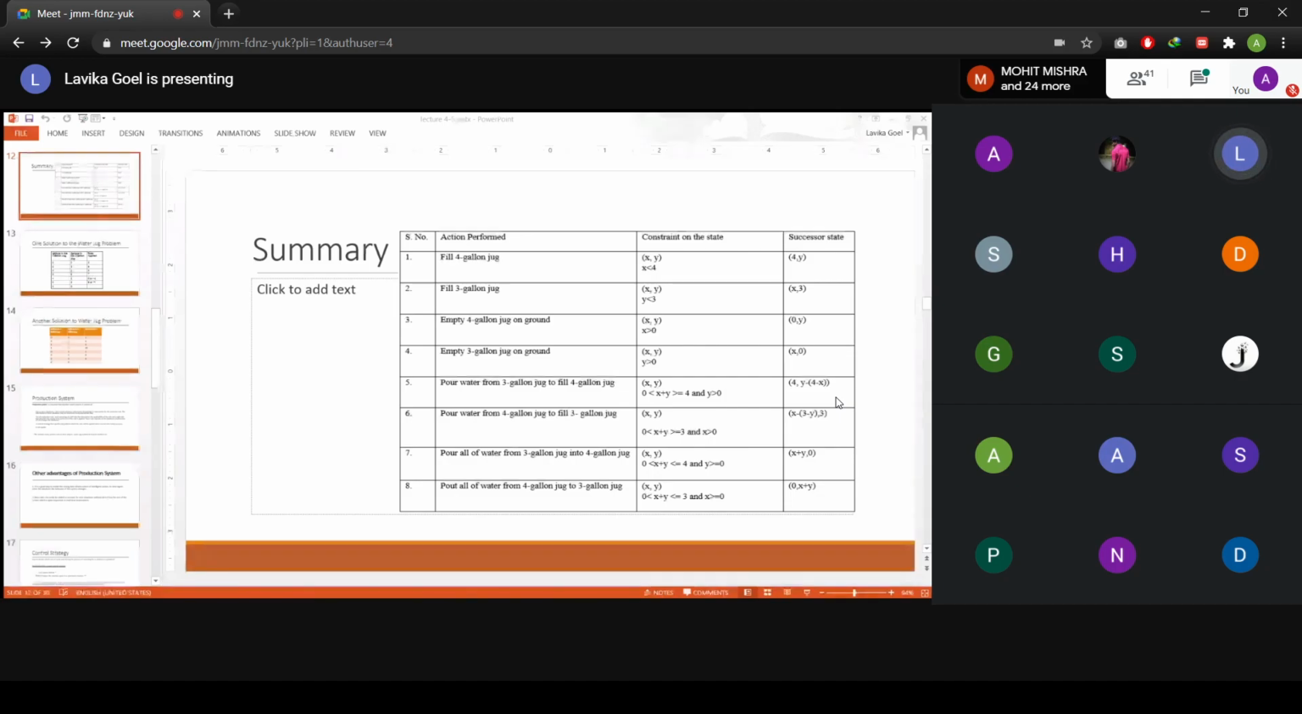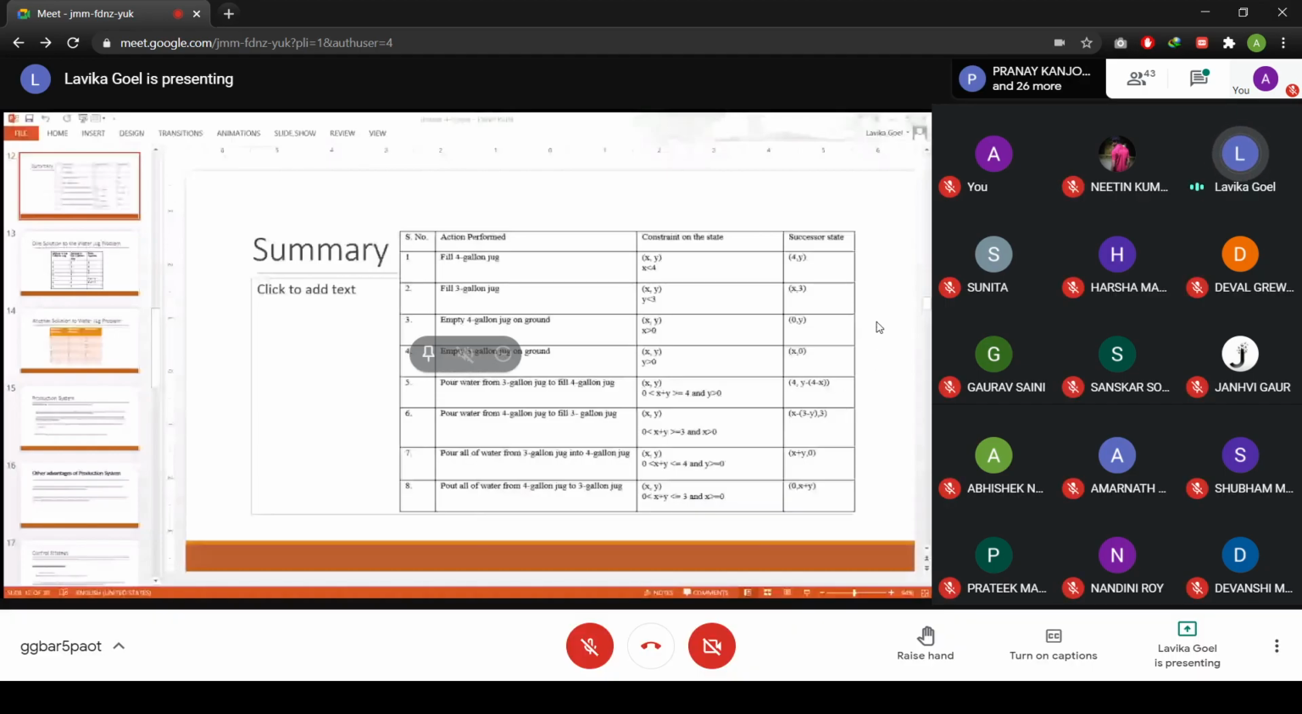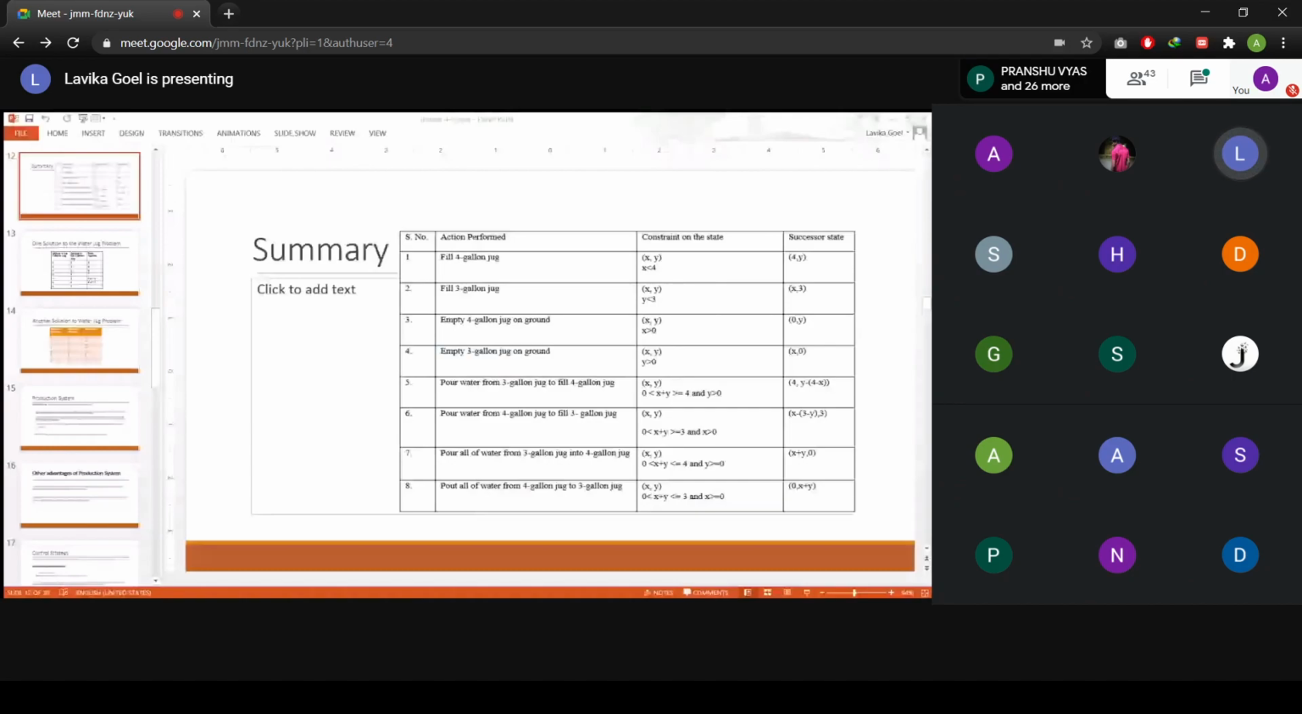And then we had other operators where we were pouring the water from one jug to another jug until that jug was full. And there was a fourth operator where we were pouring all from one jug to the other jug. So corresponding to these 4 different actions for 2 different jugs, we had 8 operators, and therefore we had 8 rules. So now let's try to formulate a solution of this problem.